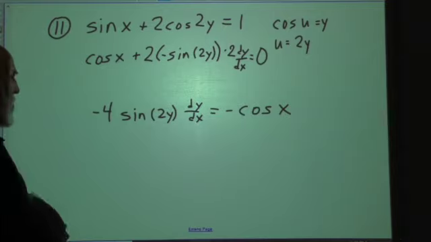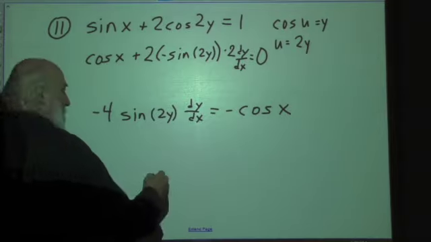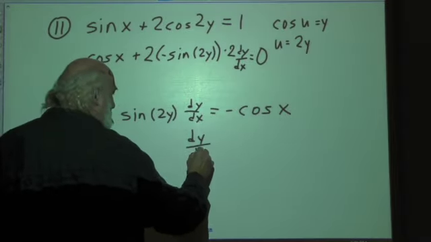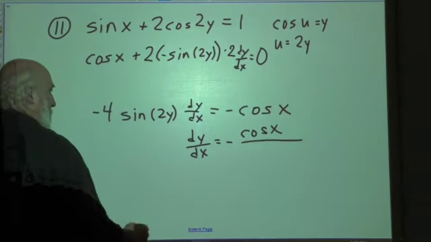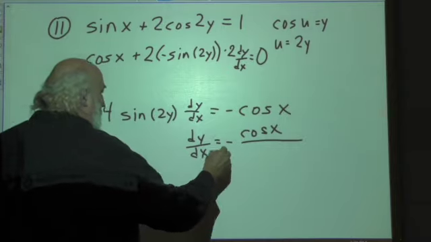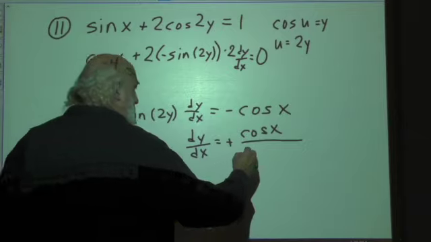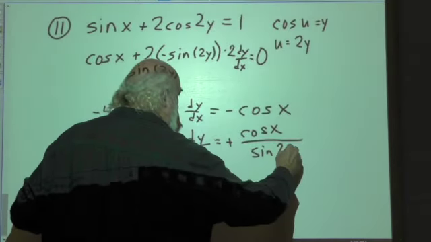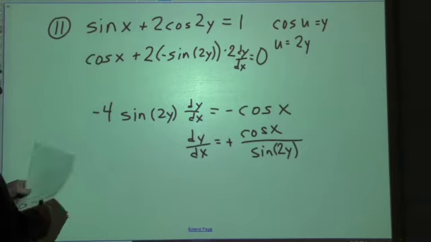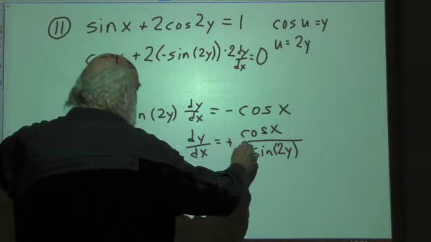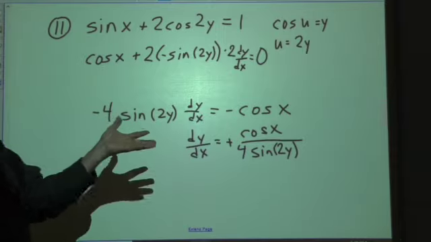So I got that. So now I'm going to divide both sides by this negative 4 sine 2y. So dy dx equals negative cosine of x over. Now we got another negative here, so we're going to make that positive because the 2 negatives will cancel out. And this becomes sine of 2y as an angle. And the 4 over here has to go with the side as well, so that'll be the denominator. There you have your derivative.